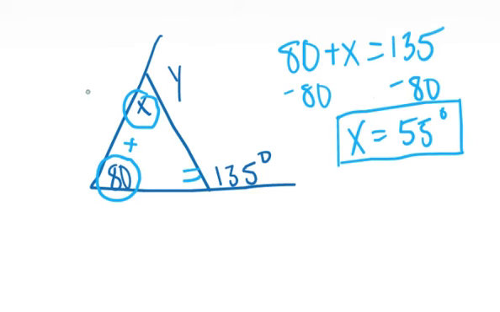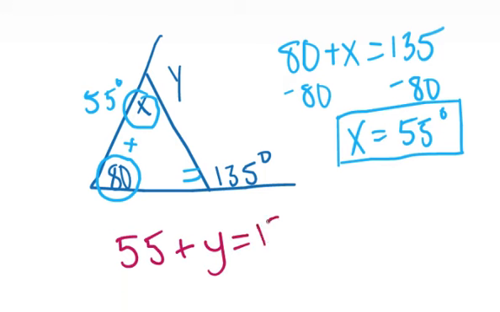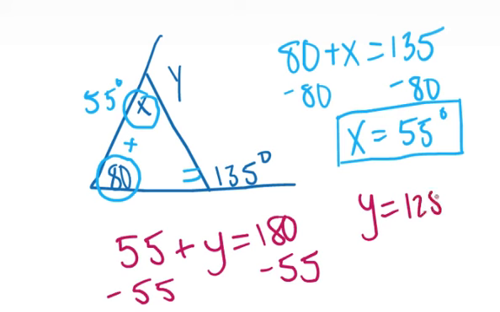Okay, and if x is 55 degrees, then we know that 55 and y are going to add to 180, so they're a linear pair. Let me rewrite that, that looks a little messy. And so we got 55 plus y should equal 180. And we can literally subtract 55 from both sides. And I believe that's 125. I have my calculator. I'm going to double check. I don't want to make a mistake. Yeah. So we get y equals 125.